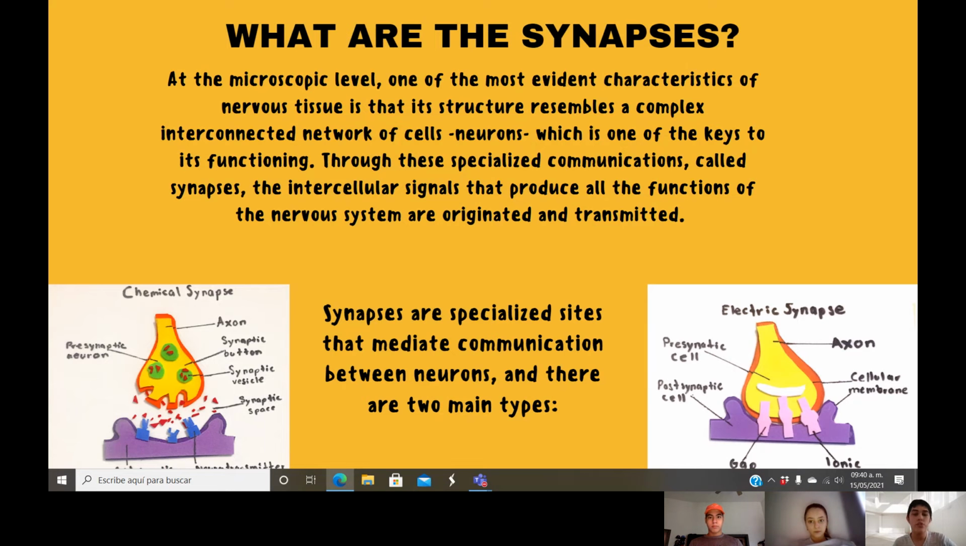So that was the structure of the neuron, but we will see now what synapses are. At the microscopic level, one of the most evident characteristics of nervous tissue is that its structure resembles a complex interconnected network of cells, neurons, which is one of the keys to its functioning. Through this specialized communication called synapses, the intercellular signals that produce all the functions of the nervous system are originated and transmitted.